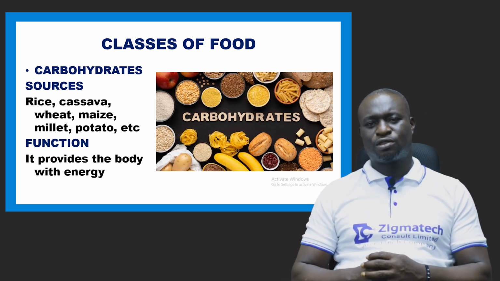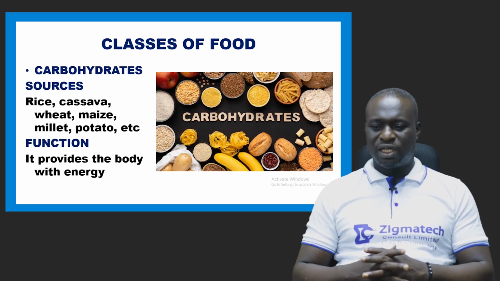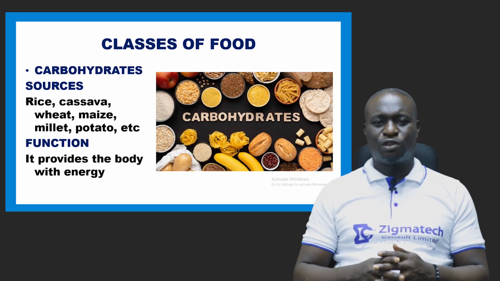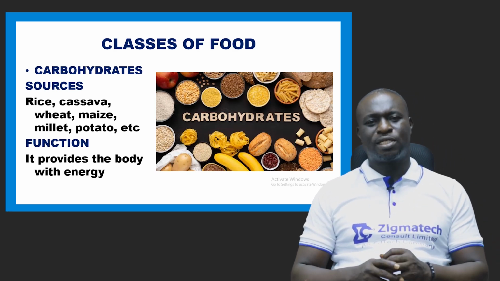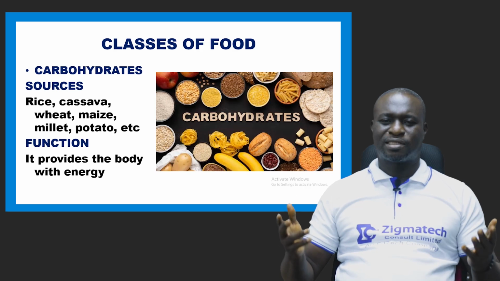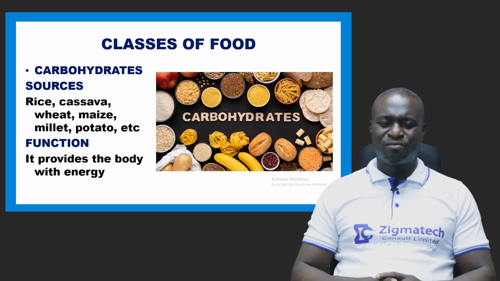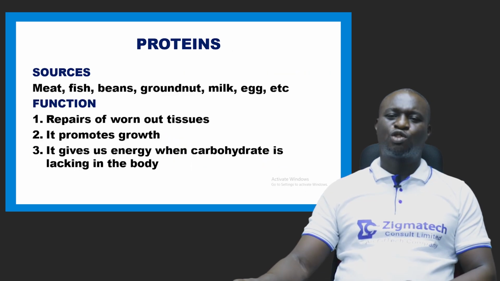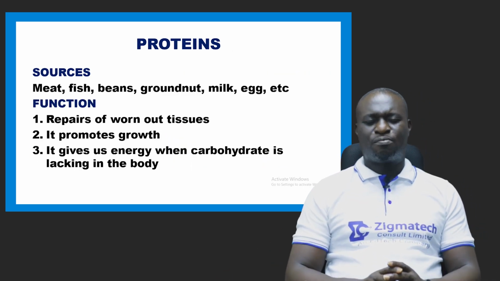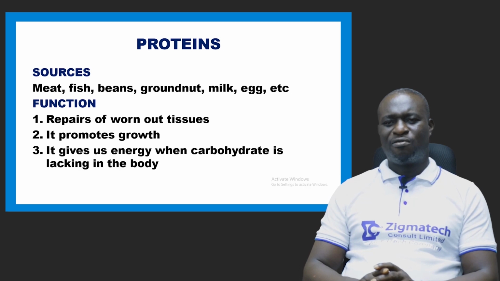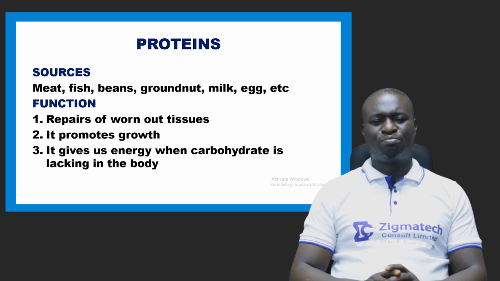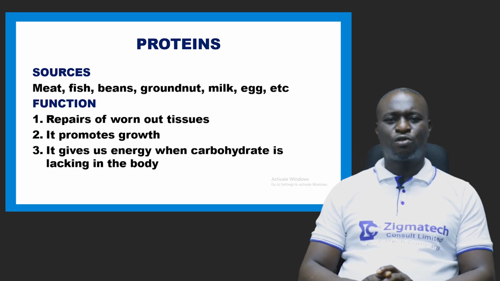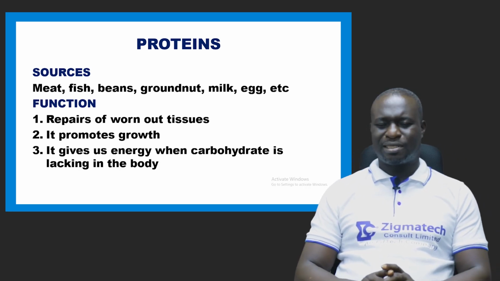Remember, we talked about the importance of food. And I mentioned to you that one of the major importance of food is that it provides energy. And that energy can be gotten from carbohydrates. The next one is proteins. Now, proteins are a very unique aspect of food. The end products of proteins are called amino acids.